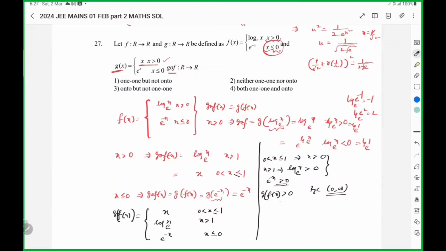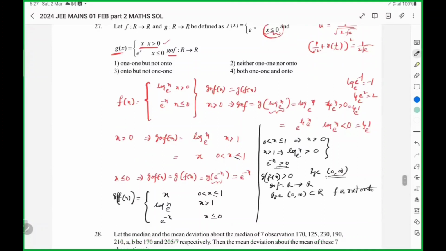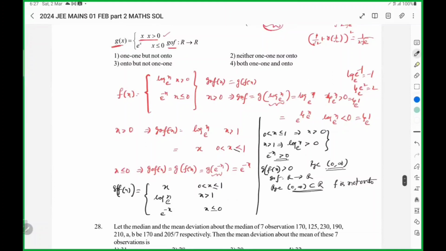So actually that mapping g circle f is a mapping from R to R. The range 0 to infinity is a subset of R. So the function is not onto. For onto functions, the range must be equal to the codomain, but the range is a proper subset, so the function cannot be onto. Is it one-one or not? We have to check.